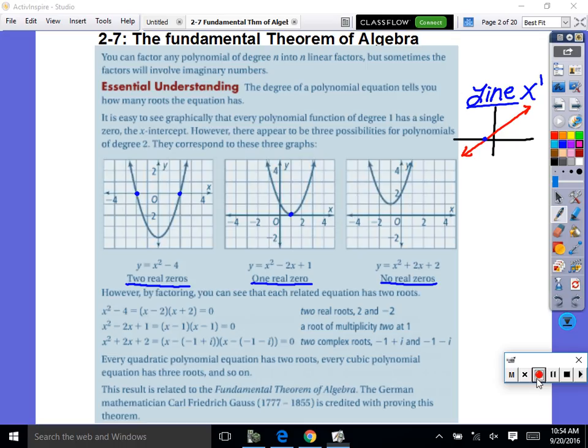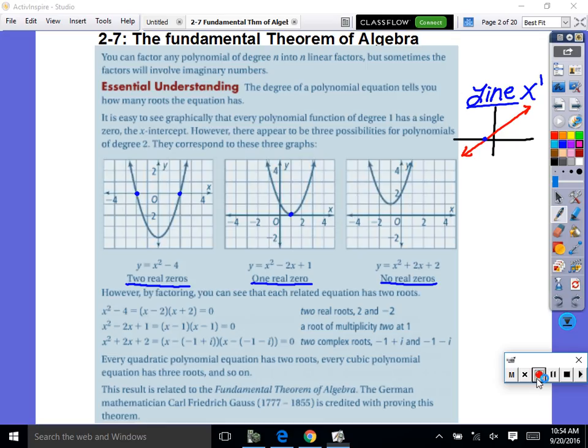Now, with a quadratic, there are three possibilities for a polynomial of degree 2. They correspond to these three graphs, which we already know. This one has two real zeros, x squared minus 4. It crosses the x-axis at, I can't even see, that's kind of small. Negative 2 and 2, right, everybody? Yeah.